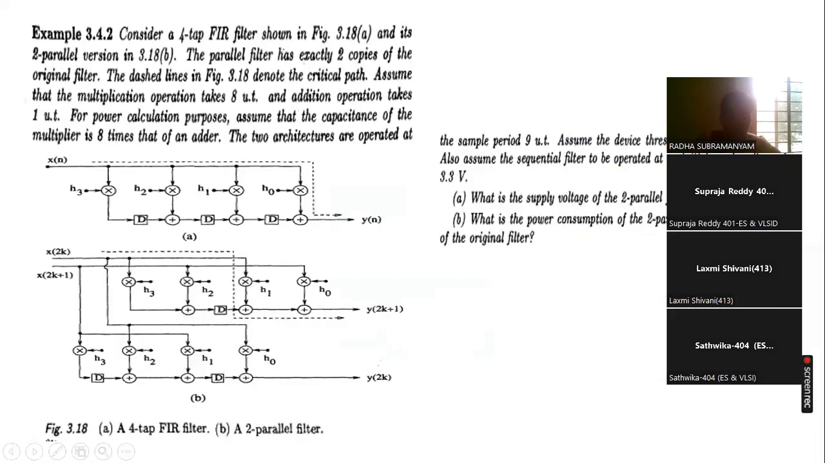Method. Okay, so now I am going with a problem. So you can see here: consider a 4-tap FIR filter. We have two diagrams here, 3.18A and 3.18B. 3.18A is without parallel processing.